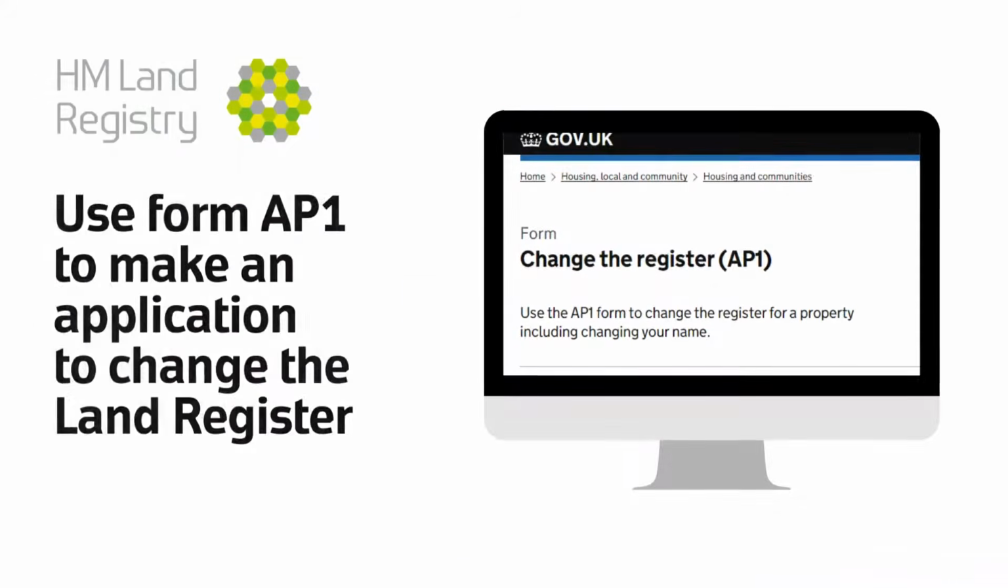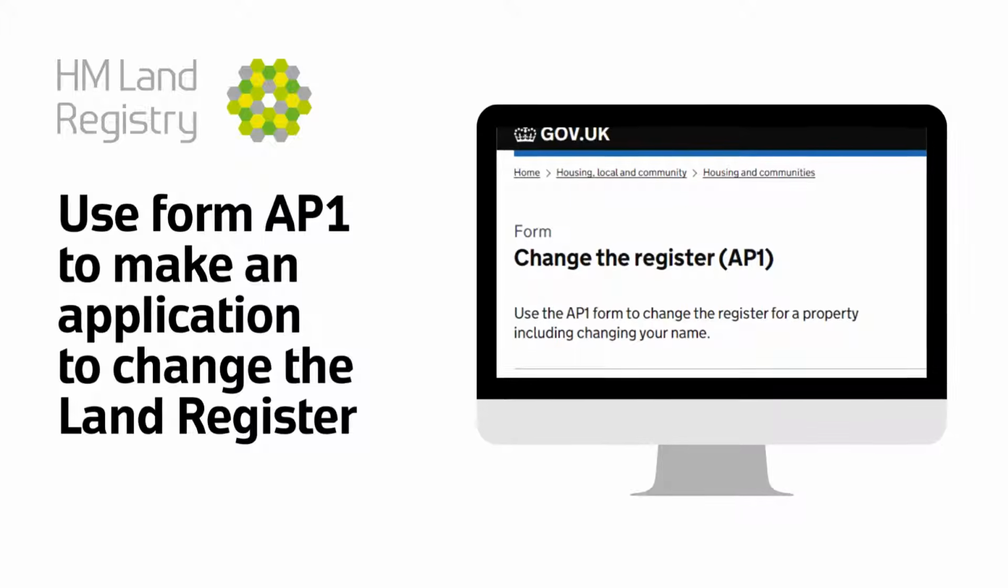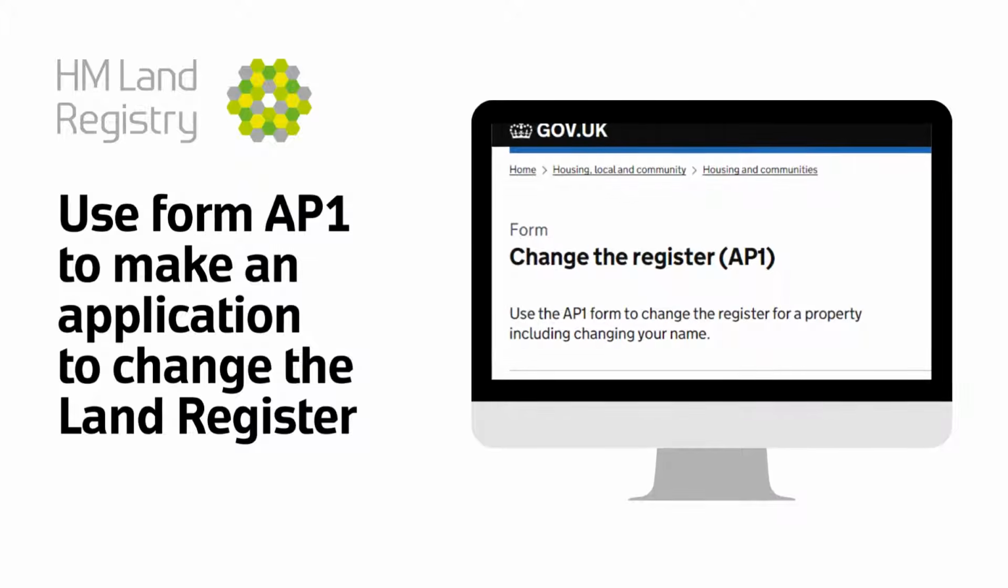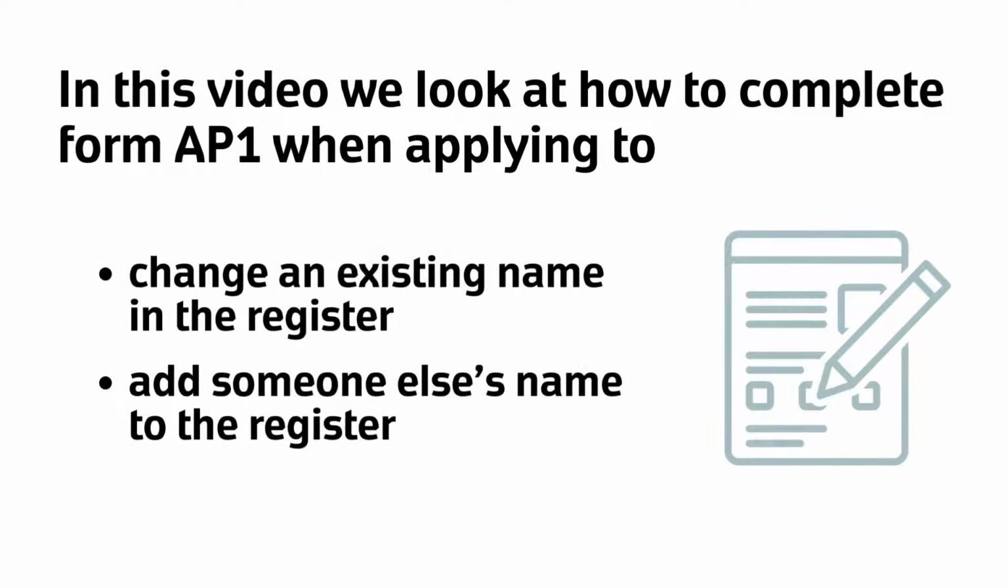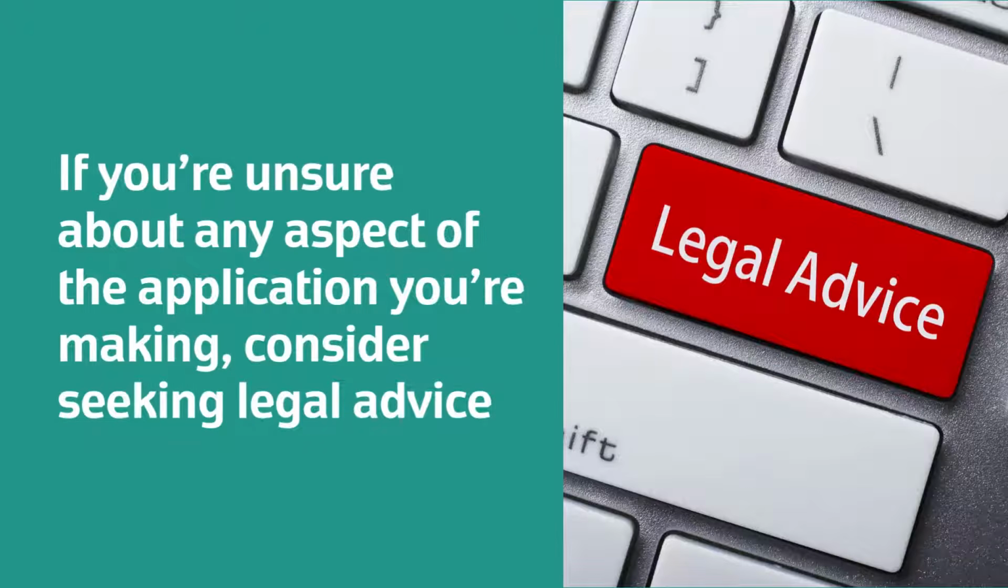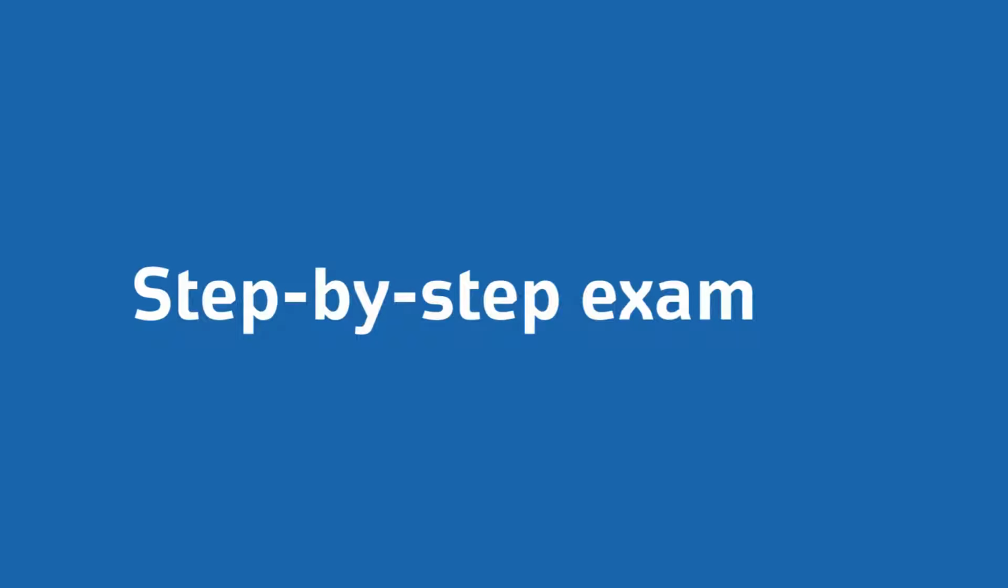Essentially, the AP1 is an application form. You use it to make an application to us to change the land register of England and Wales. In this video, we're looking at how to complete Form AP1 when applying to change an existing name in the register or add someone else's name to the register. If at any point you're unsure of any aspect of the application you're making, we recommend you seek advice from a legal professional.